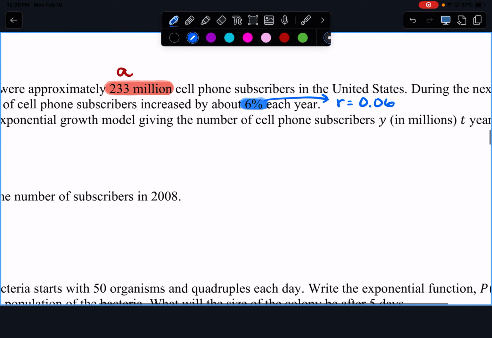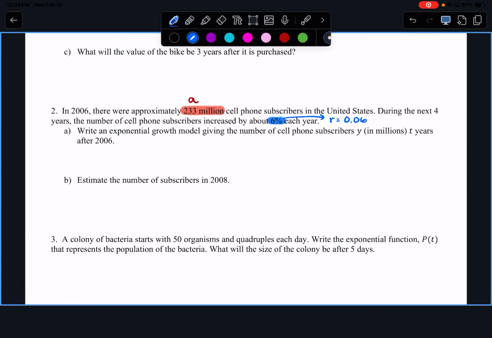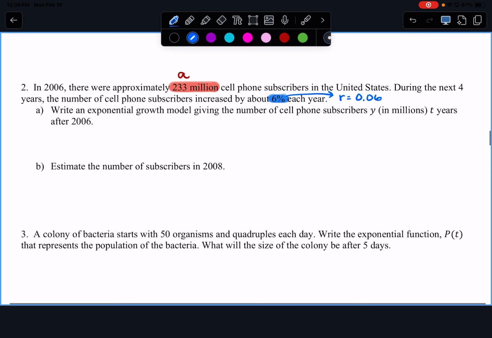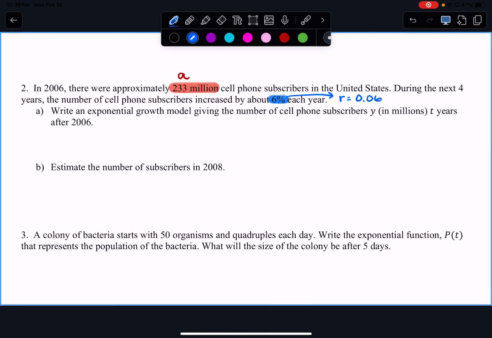Okay, so since I have an R, since I have a rate, am I going to plug it into the formula with the B, or am I going to plug it into the formula with the R? With the R. Now, in this particular question, it's telling us that the number of phone numbers is increasing or decreasing? Increasing. So since it's increasing, is that going to be decay or growth? Growth. So do I need to say 1 plus R or 1 minus R? 1 plus R. Perfect.